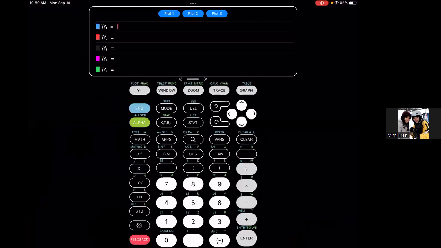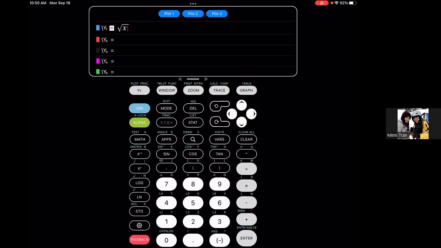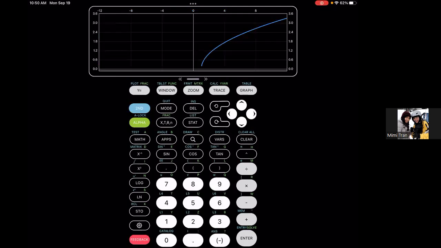We'll graph it together. I cleared that out. So square root is going to be second and x squared. You're supposed to hit second first. Second, x squared, x minus one, so x right here, the X,T,theta,n key. And then you hit graph. If anything, you can choose zoom 6. Yours should show the tick mark, mine doesn't, but it's going to be one here.